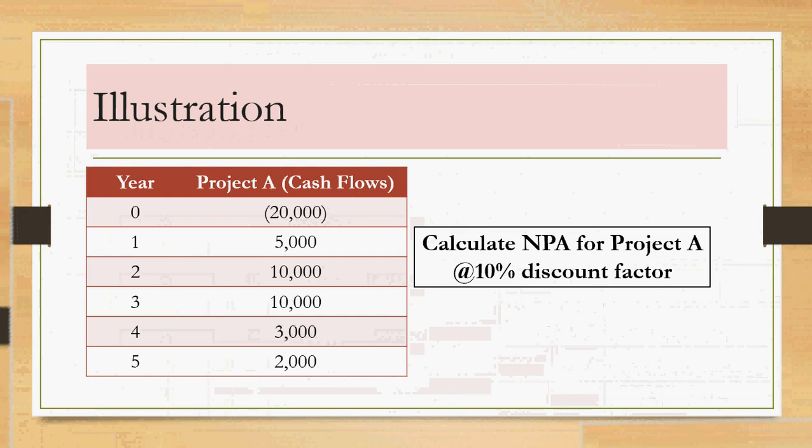See the illustration. In the illustration you can see two columns, one column for year and second column for cash flows, that is for project A. Cash flows are given from year 0 to 5. Remember that 0 period cash flow is the cash outlay, or in other words the initial investment or initial capital investment. Calculate NPV for project A at 10% discount factor. The discount factor will also be given in the question.